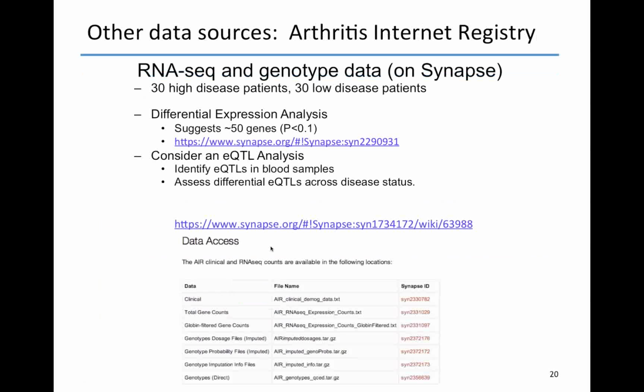And then also there is just the idea of doing a differential expression, asking what genes are differentially expressed between high and low disease activity patients. And there are actually some results from an analysis of that that are available on Synapse. Next slide, please.